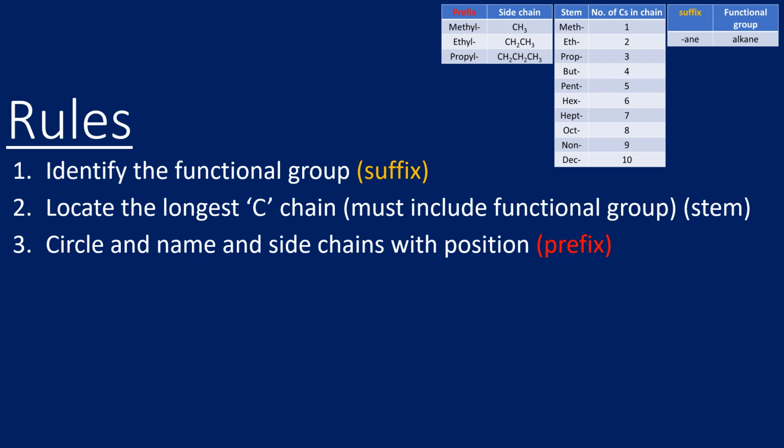The second rule then is to identify the longest carbon chain. Now don't make the mistake and assume that the carbon chain is the one that runs straight through the middle, because some of the side chains might actually be longer or might increase the length of the chain, and we'll see some examples of that today. Third and finally then, once you've identified that longest chain, we need to circle any side chains from that chain. And once we identify those side chains, we need to name them and identify the position.